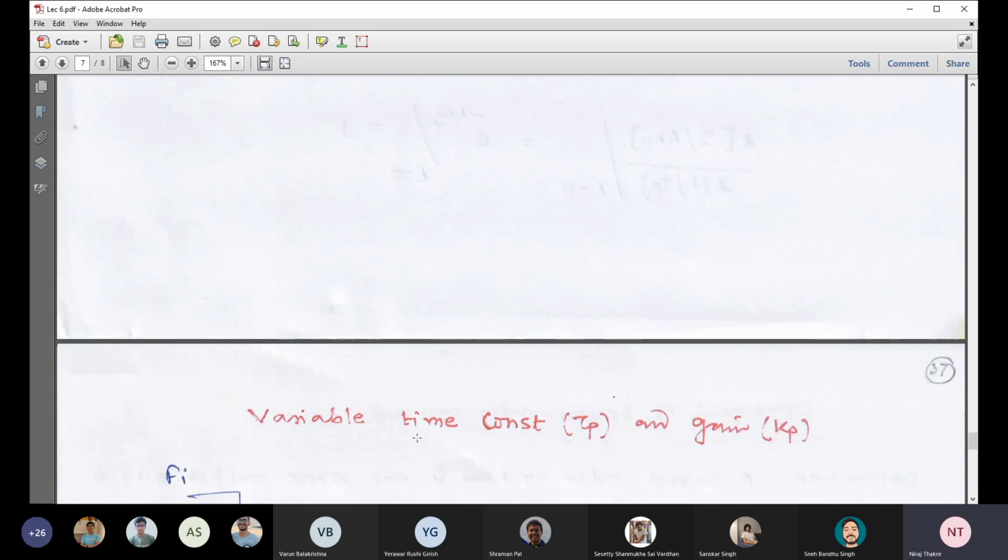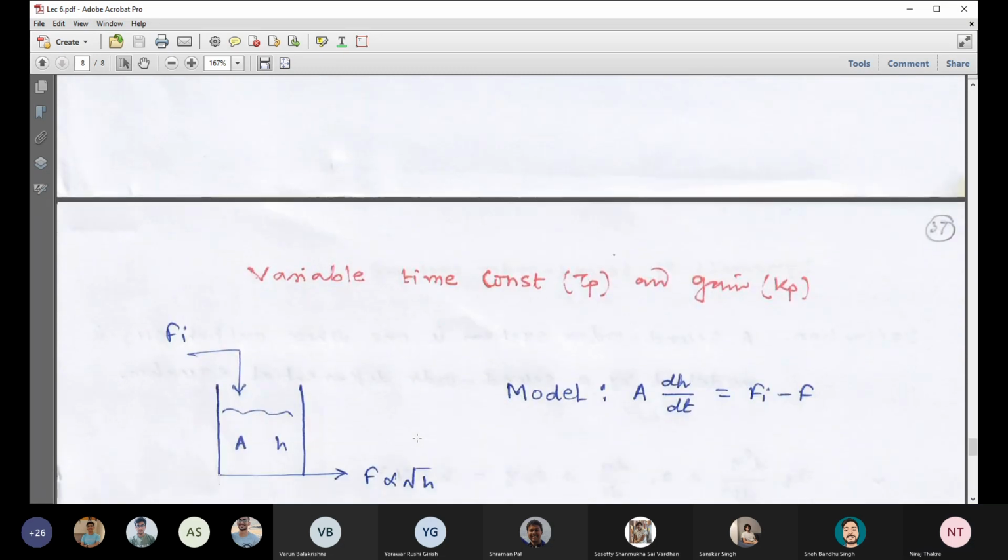Now let us come to this topic, variable time constant and gain. Earlier we have discussed this tau p and Kp. Usually they are constant quantities. In fact, Kp we called as steady state gain or a static gain. But still, how it is a variable, that we want to see. Time constant and gain, how they can also vary, that we want to discuss now.